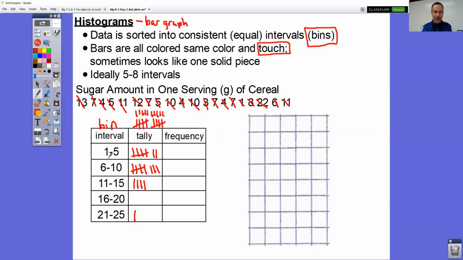same number of numbers in there. We have 1, 2, 3, 4, and 5. We have 6, 7, 8, 9, and 10. So there's 5 numbers in each of these bins. All right. That has to be consistent throughout the course.